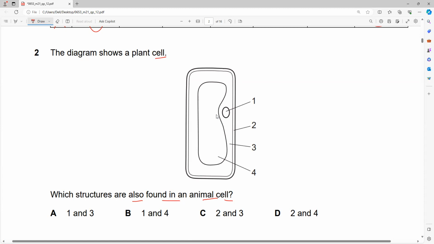Anybody? Any one of you? At least you have an idea of plant cell. You can easily say that. Plant cell and animal cell, you might have studied in Class 9th. Plant cell, please. One and 3. So can you tell me what the names are? One is nucleus. Next, three is cytoplasm.